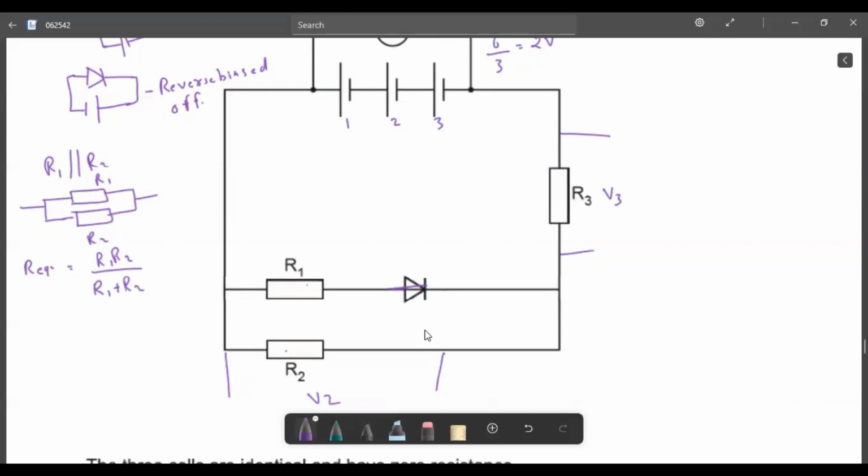Actually, R1 and R2 is R. So R into R by R plus R, that is 2R. So this R and R will get cancelled. You can write it as R by 2. So R equivalent is equal to R by 2.